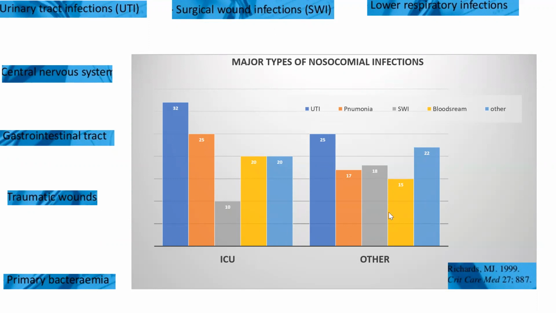So here we can see the chart where the major types of nosocomial infections are shown. In the ICU, we will see these are UTI patients. The number of UTI cases is really remarkable. And in the other areas, it is a bit lower. But the ICU, we know, is a very strictly monitored area. Still, here we can see the amount of nosocomial infection.